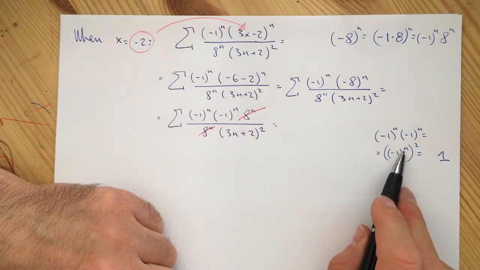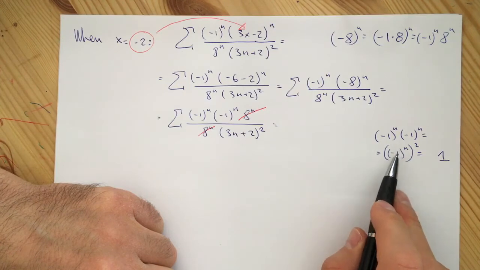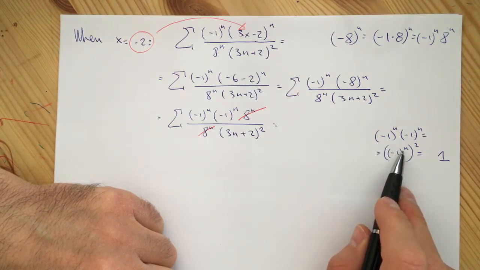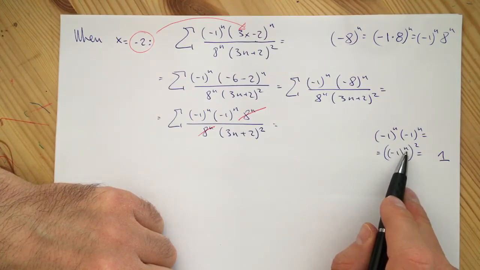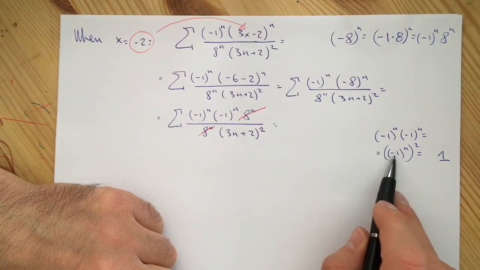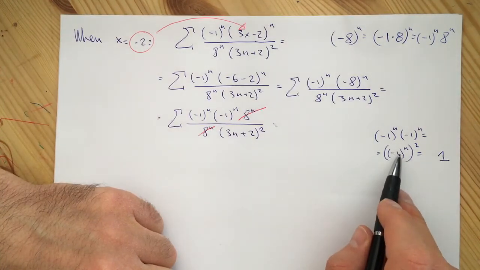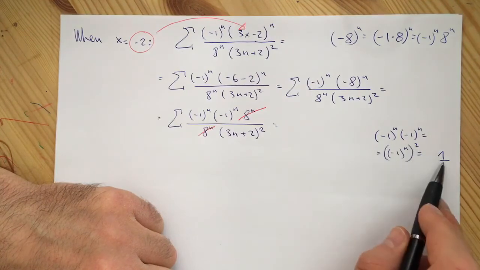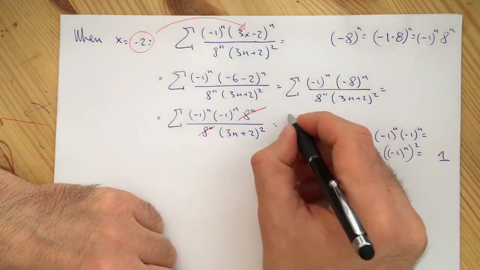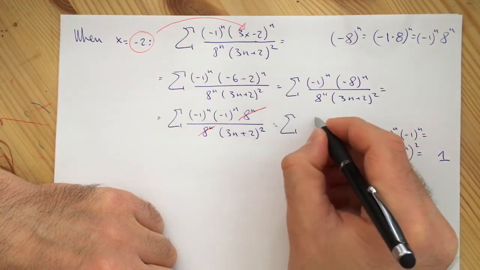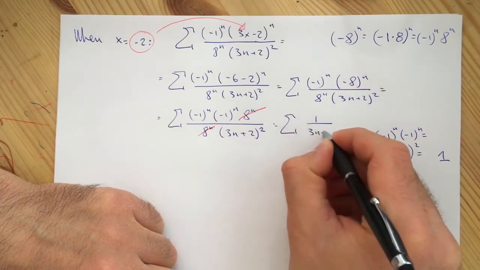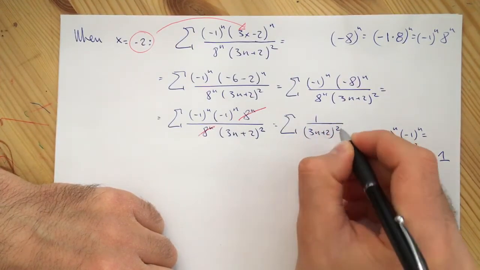If n is even, for each even integer, -1 to an even power is just 1. 1 squared is 1. If n is odd, -1 raised to an odd exponent is -1, right? -1 to the power 7, again, is -1. But then it's squared, again leads me to 1. So here I just have 1 over (3n plus 2) squared.